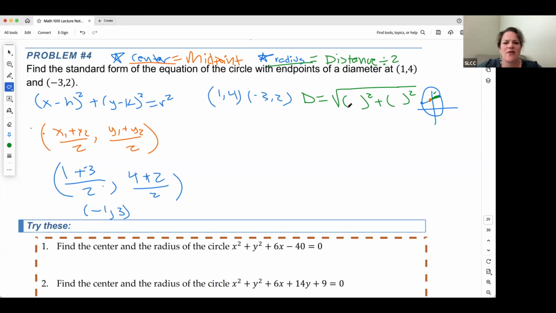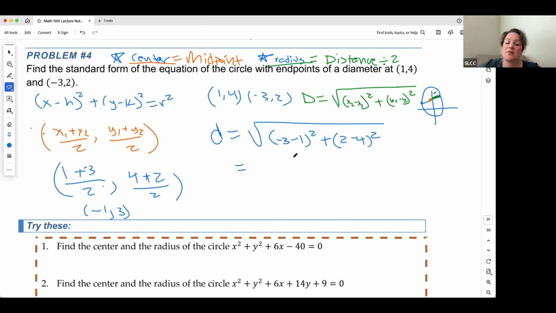Now, how do I find a? How do I find the length? You subtract. So remember, this is x2 minus x1 and y2 minus y1. How do I find the distance? I subtract those 2 points. So let's do it. The distance will be the diameter, and that would be the square root of (-3 - 1)² plus, and then you subtract the y's, (2 - 4)².